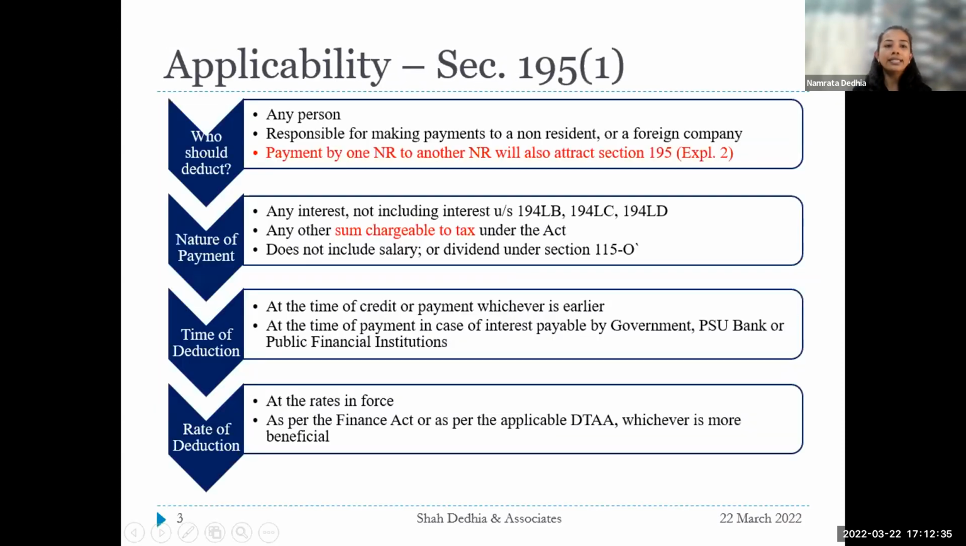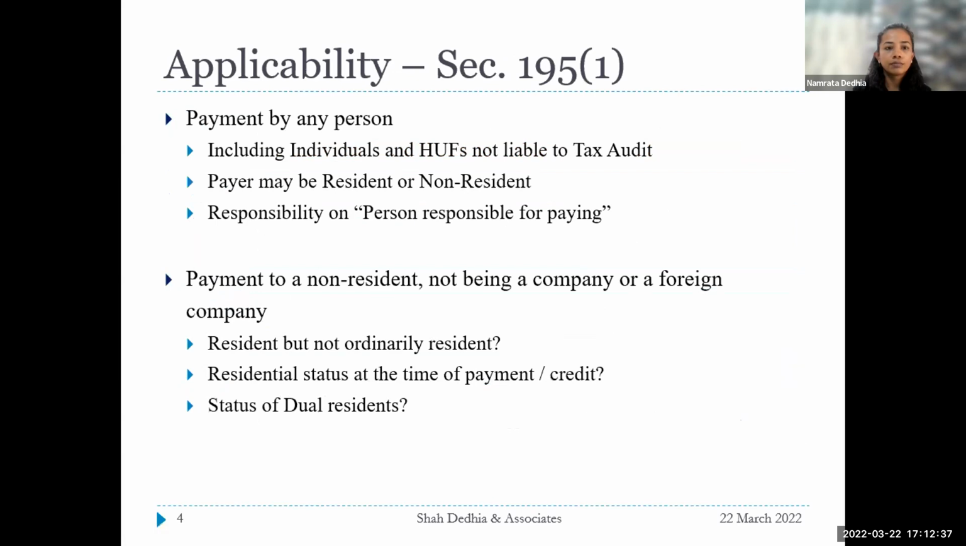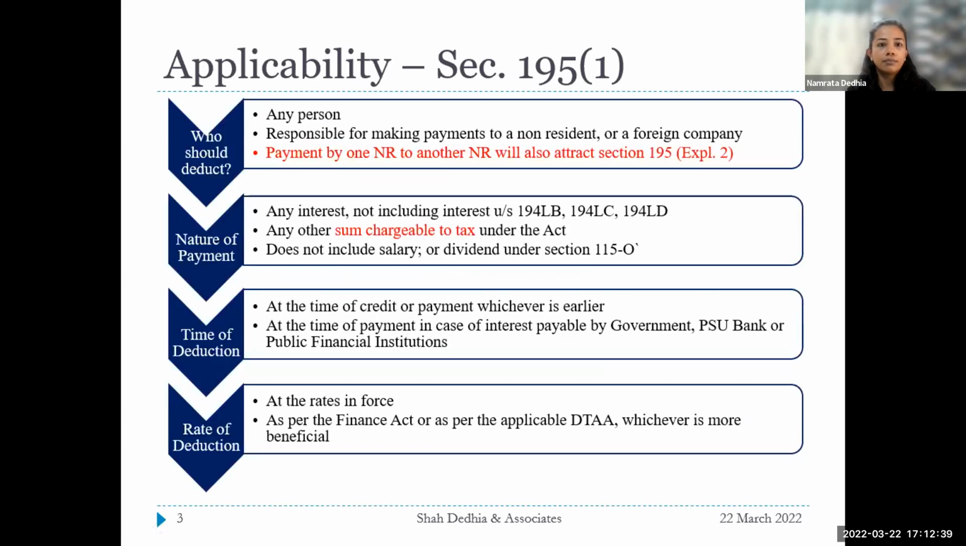So broadly, if I have to look at the provisions, then just a moment.